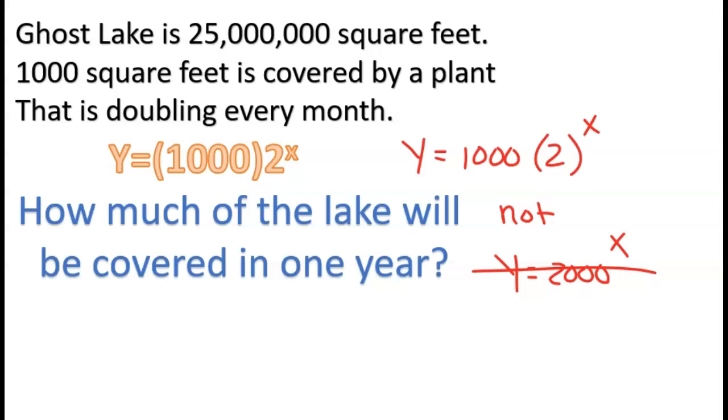Okay. So, how much of the lake will be covered in 1 year? Well, here's the equation. It's doubling. This x stands for every month. How many months are there in a year? So, put this in your calculator, or your Desmos. How much? Now, if you have it in the table, then you just put the 12 in the table. You don't have to do the whole table. Just put in the 12. Okay. 4096. Okay.